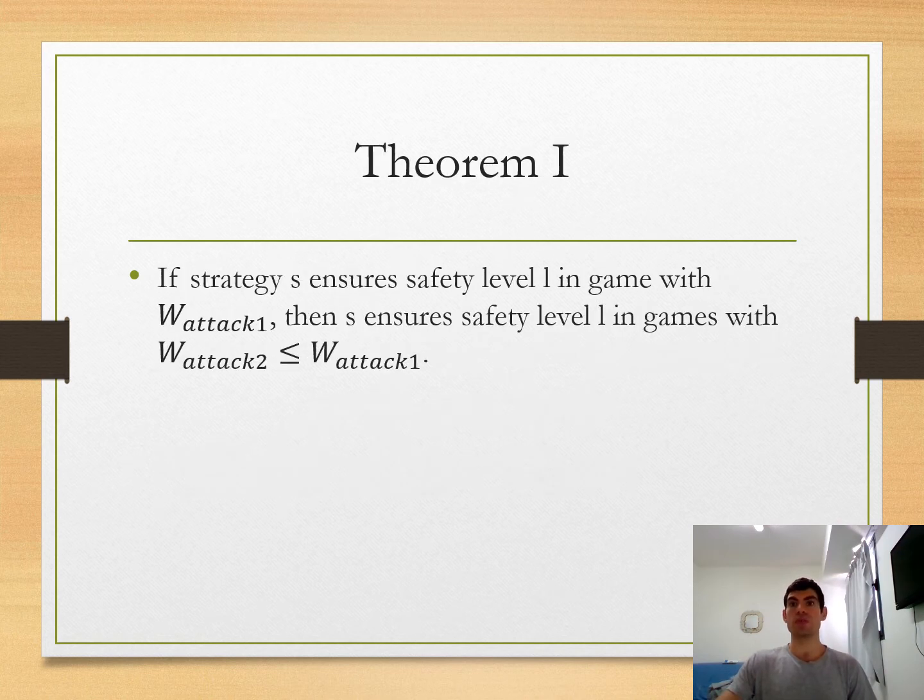The last result that we will show in this theoretic game is that we can handle missing knowledge, and the defender can err on the side of caution and overestimate the damage from an attack. In particular, a safety level in a game with overestimated damage is a safety level on the actual game.